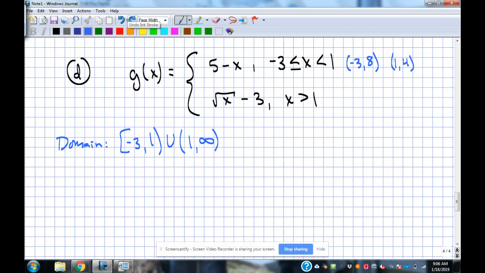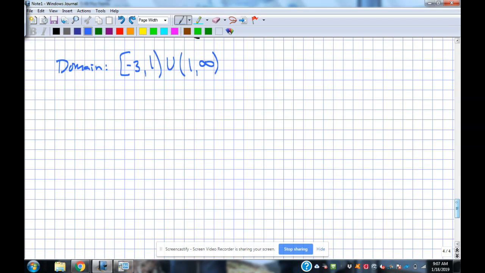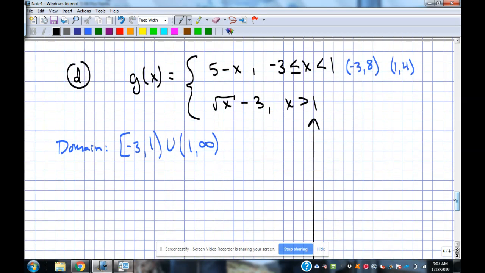All right. Now range is a little more difficult to do without the graph. I don't usually do range without the graph. You can do it. You just got to think about y value and what direction things are going. It's sometimes a little tougher to visualize. So we'll go ahead and graph it so we can get the range and the intercepts and all that stuff. Actually, let's get the intercepts without graphing. Because you guys are smart.